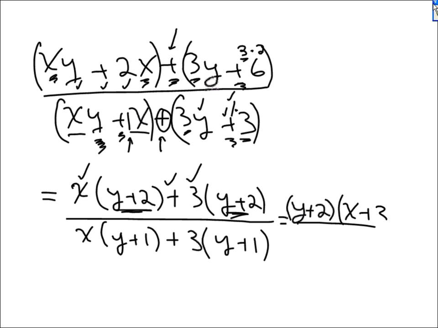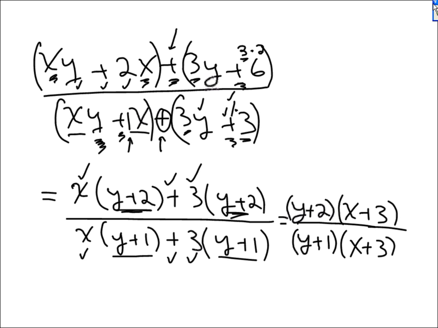So that's the stuff not underlined. In the bottom, we have y plus 1 in common, and what's left over is x plus 3. And then we say that the x plus 3's can cancel, and the answer won't even involve x's. The x plus 3's cancel. The final answer is just y plus 2 over y plus 1.